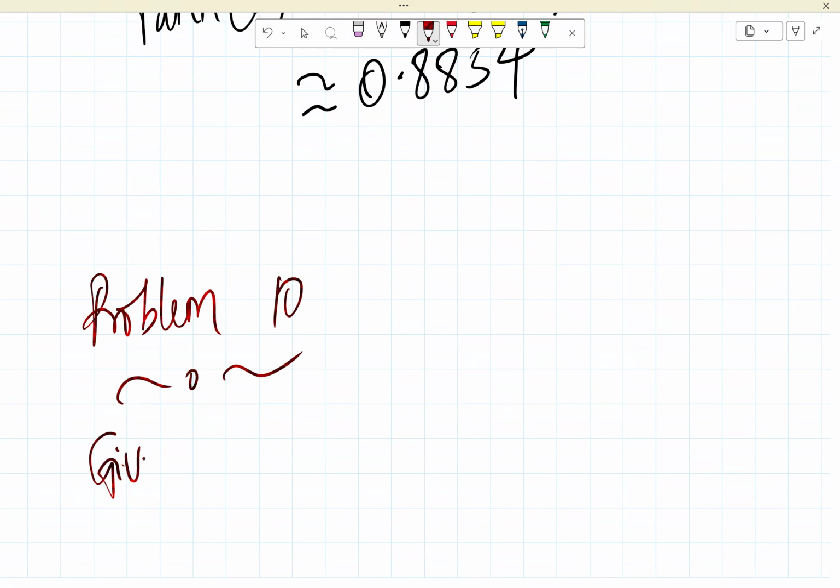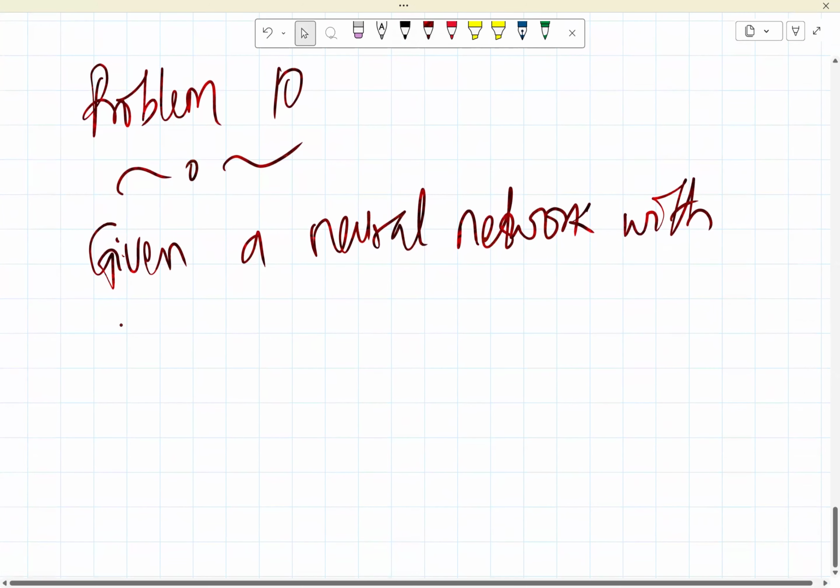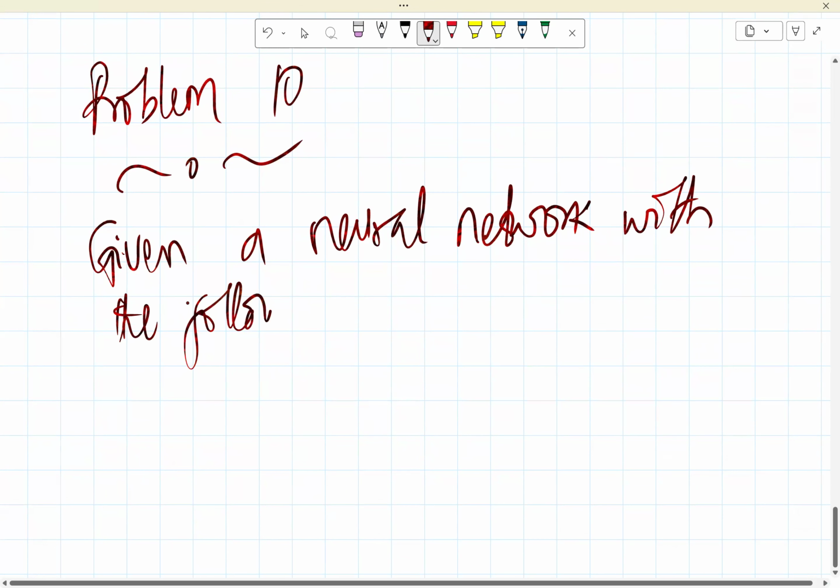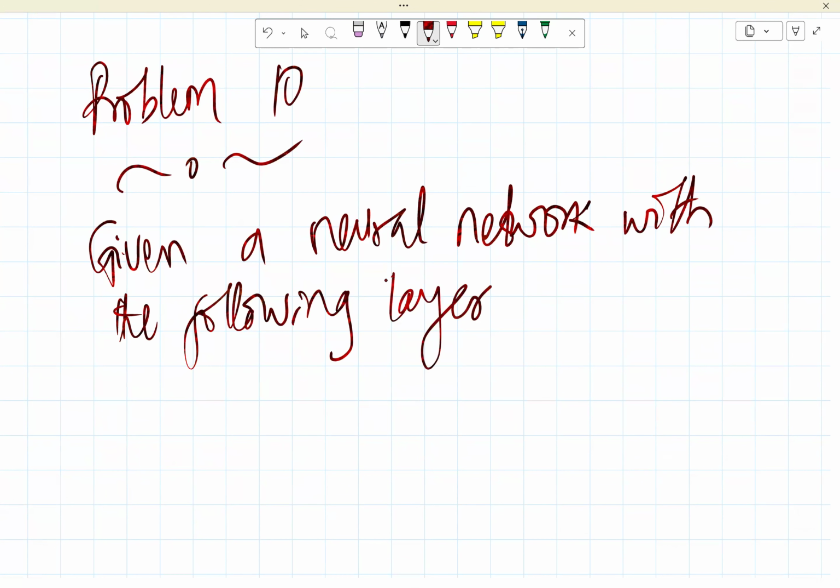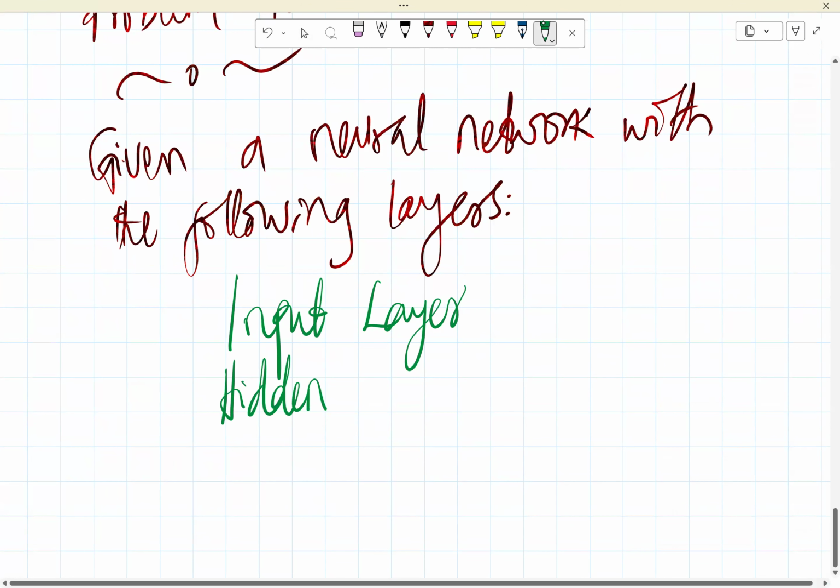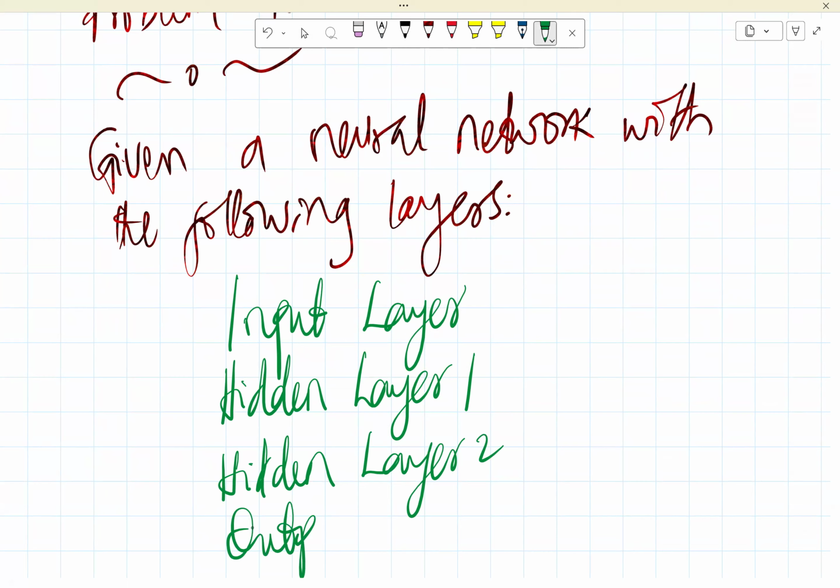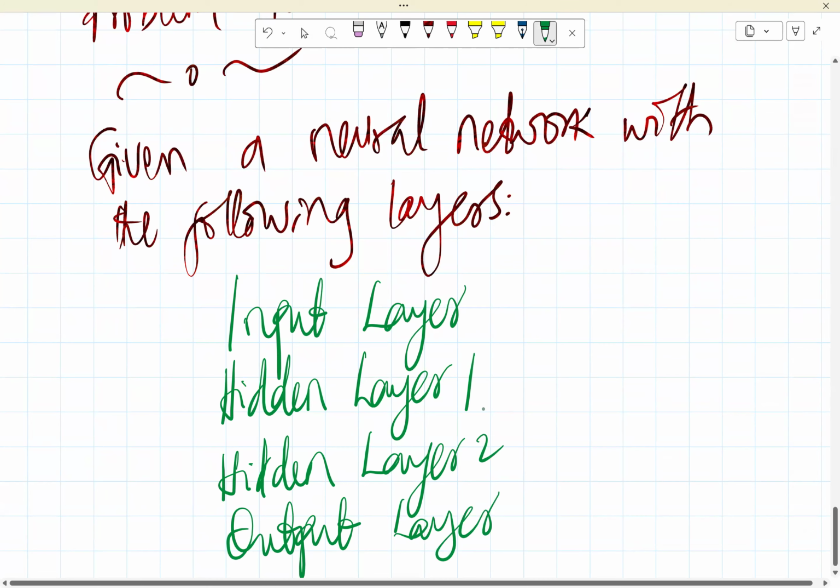So given a neural network with the following layers, we have the input layer, hidden layer 1, hidden layer 2, and the output layer. So what do we do?